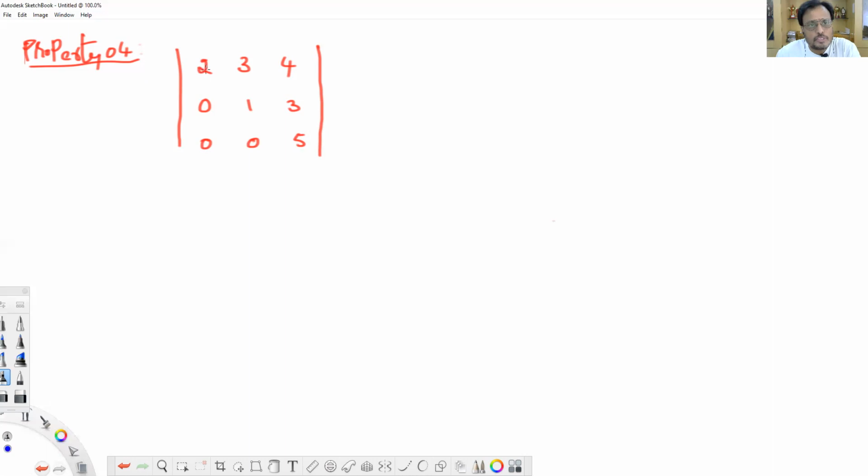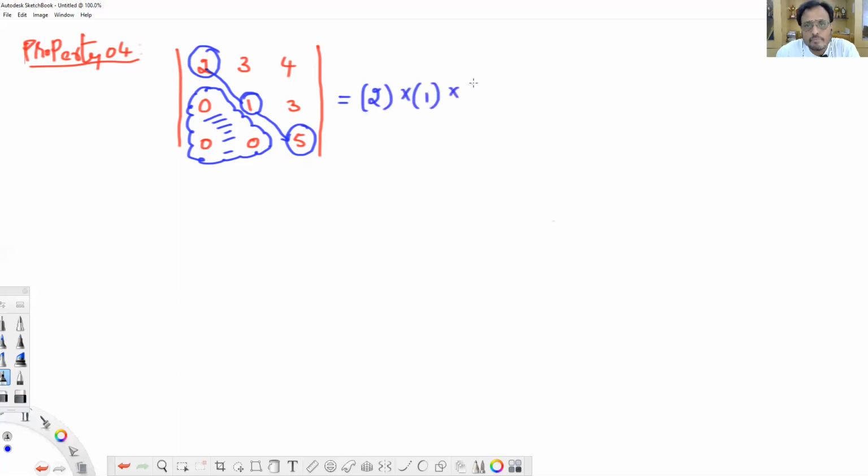What property number 4 says is that this is the principal diagonal. If any one side, completely any one side of the principal diagonal elements are zeros, then the value of the determinant can be obtained by multiplying the diagonal elements. That is 2 into 1 into 5, that is 10.